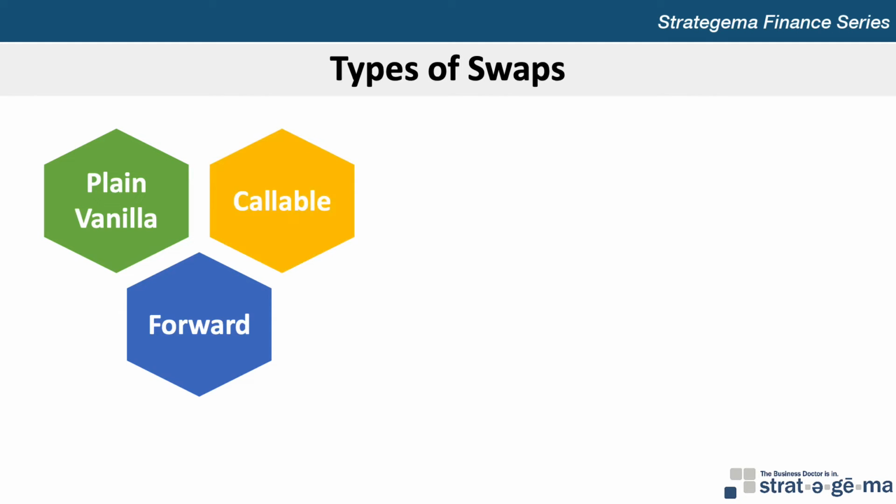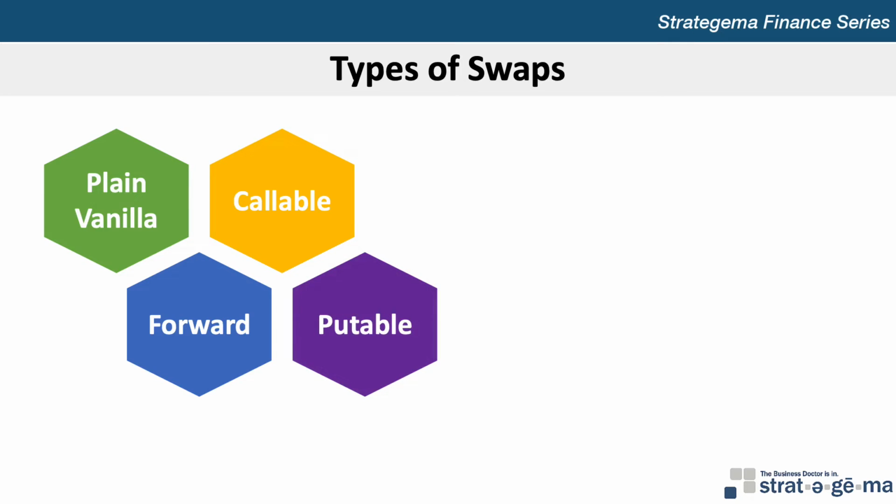Another form of interest rate swap is swap options or swaptions. A callable swap gives the party making the fixed payments the right to terminate the swap prior to its maturity. It allows the fixed rate payer to avoid exchanging future interest rate payments if it desires. A puttable swap gives the party making the floating rate payments the right to terminate the swap.